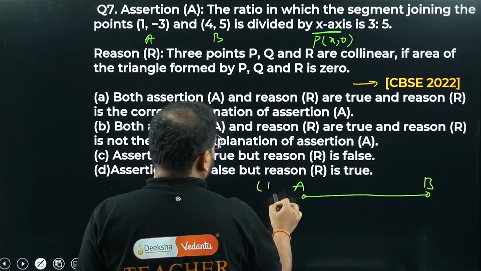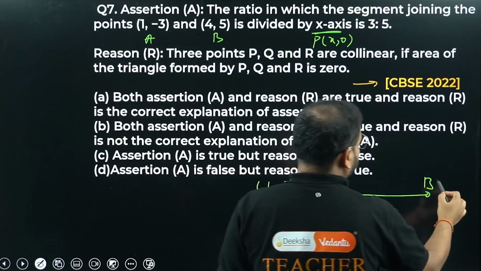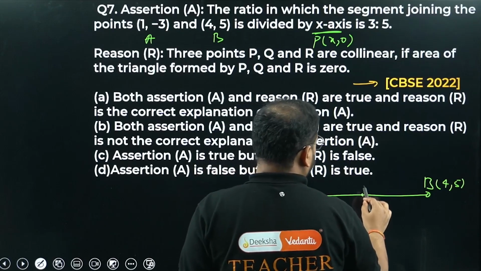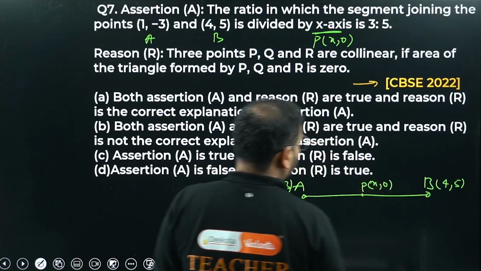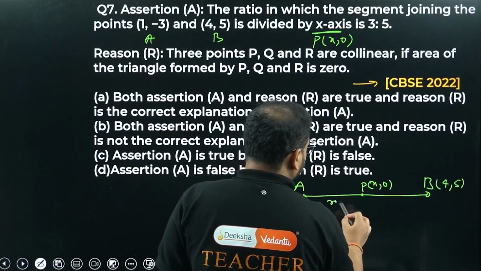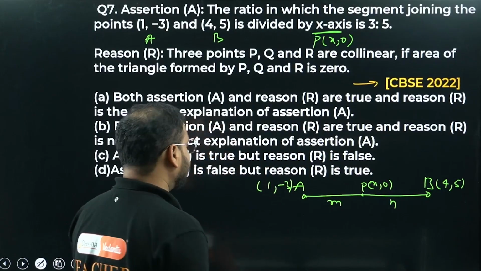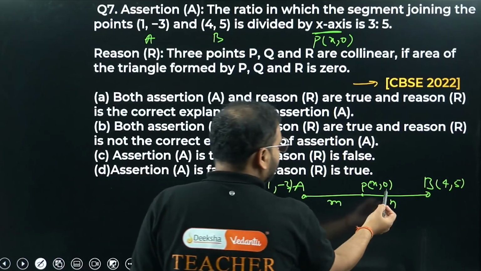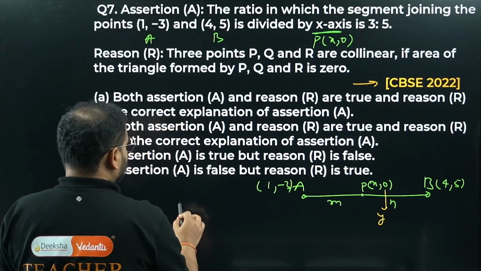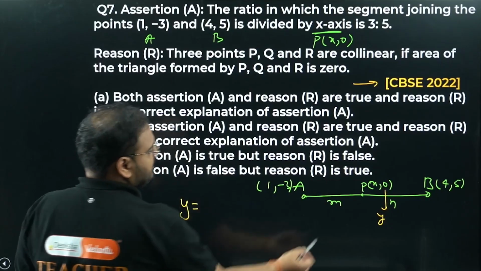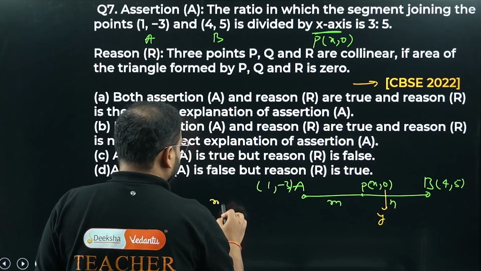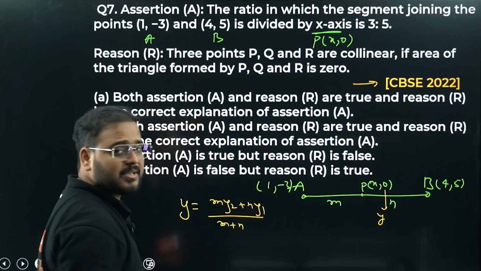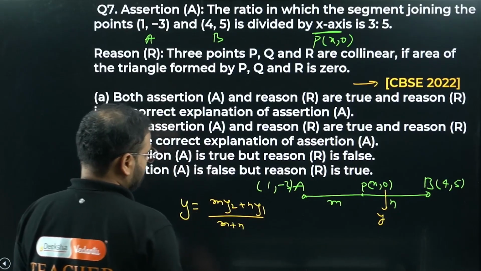So A over here, B over here. A is 1 comma minus 3. B is 4 comma 5, and point P is x comma 0. The ratio m to n we can take. Write the formula for which coordinate? Again the y coordinate, because y is given as 0. So write the y coordinate formula for the section point, the point which creates the section: m y2 plus n y1 upon m plus n, right?